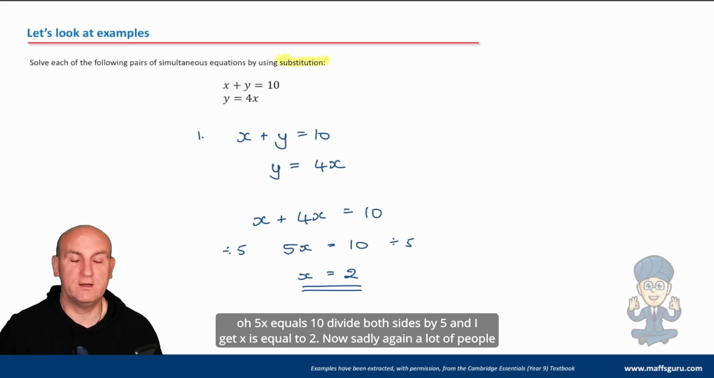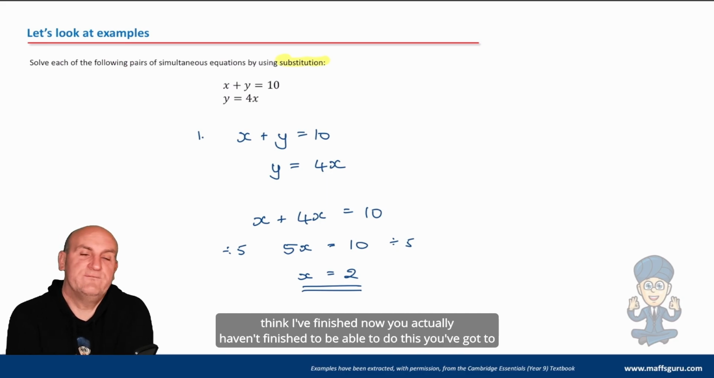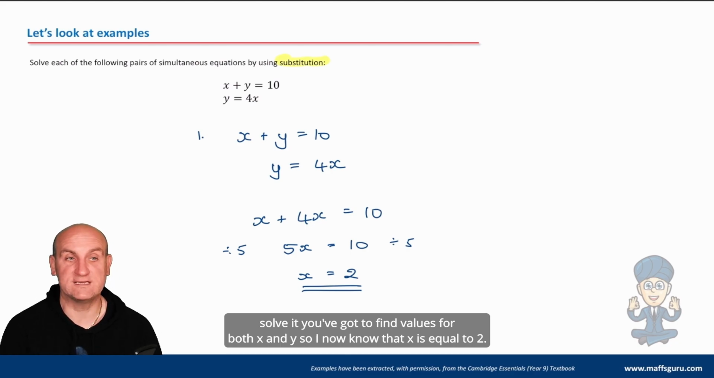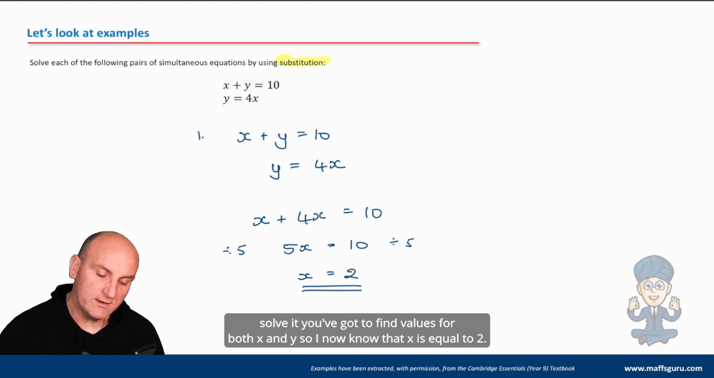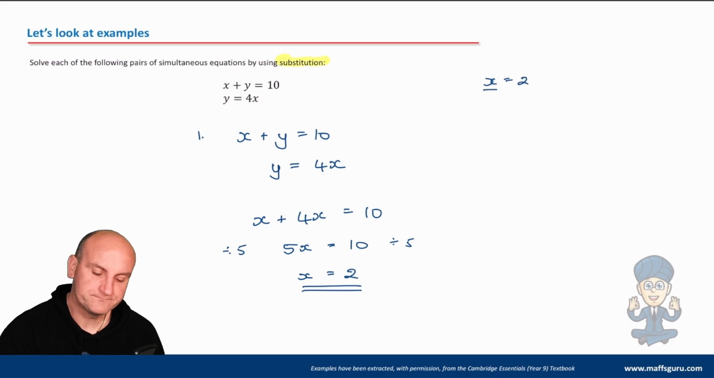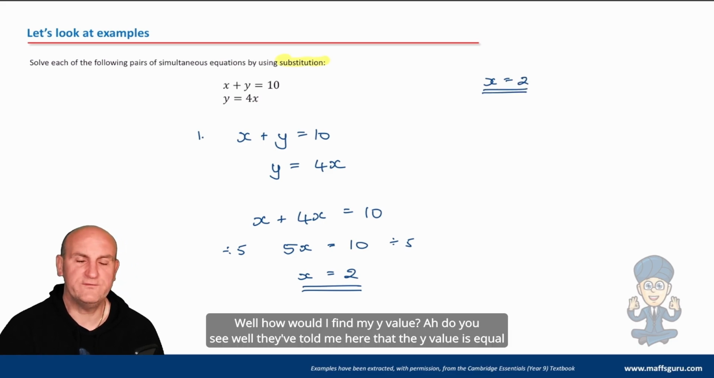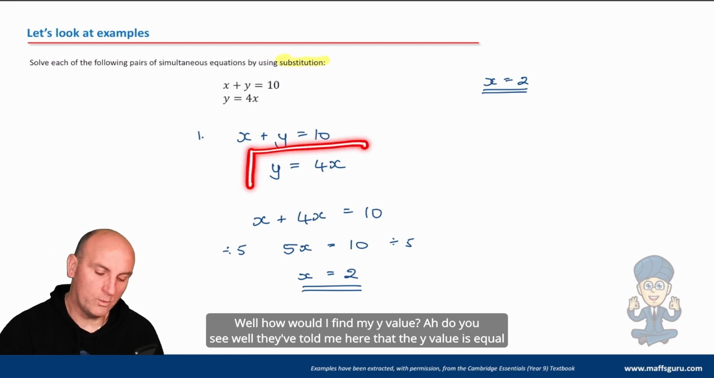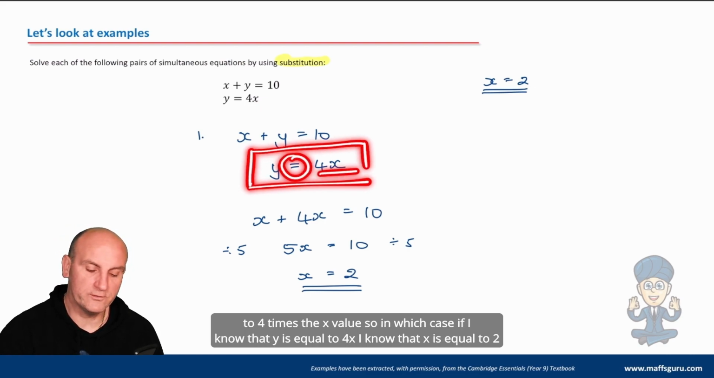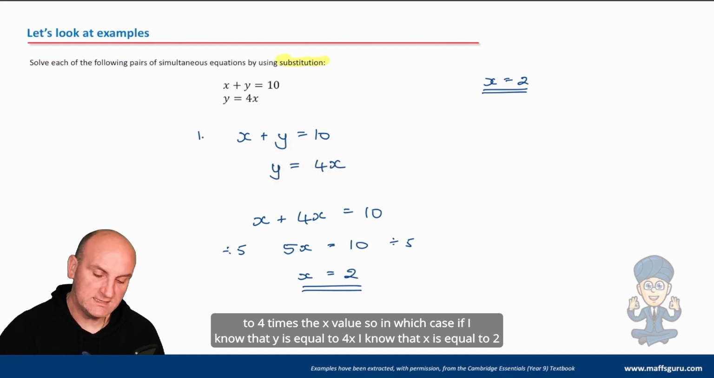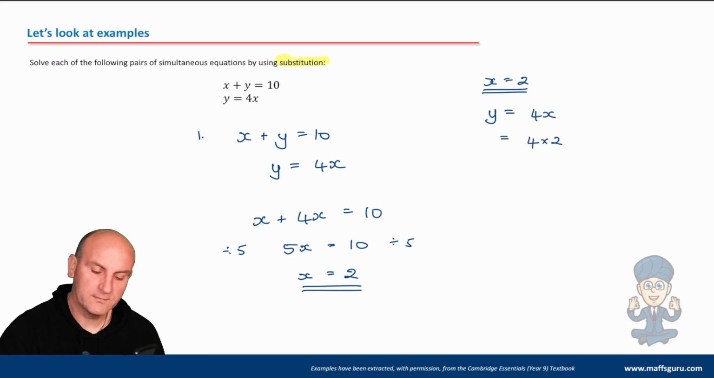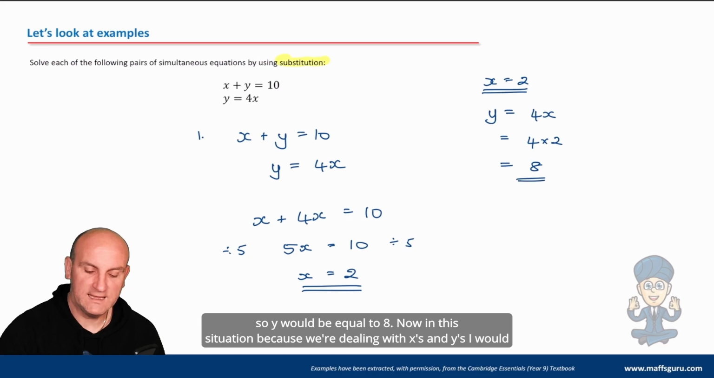Now, sadly, again, a lot of people think I've finished now. You actually haven't finished. To be able to do this, you've got to solve it. You've got to find values for both x and y. So I now know that x is equal to 2. Well, how would I find my y value? Well, they've told me here that the y value is equal to 4 times the x value. So if I know that y is equal to 4x, and I know that x is equal to 2, y would be equal to 8.